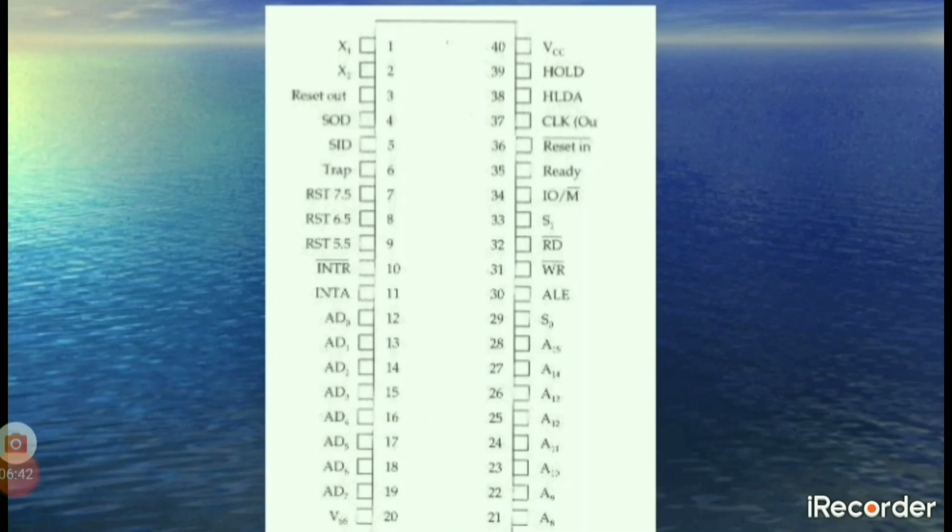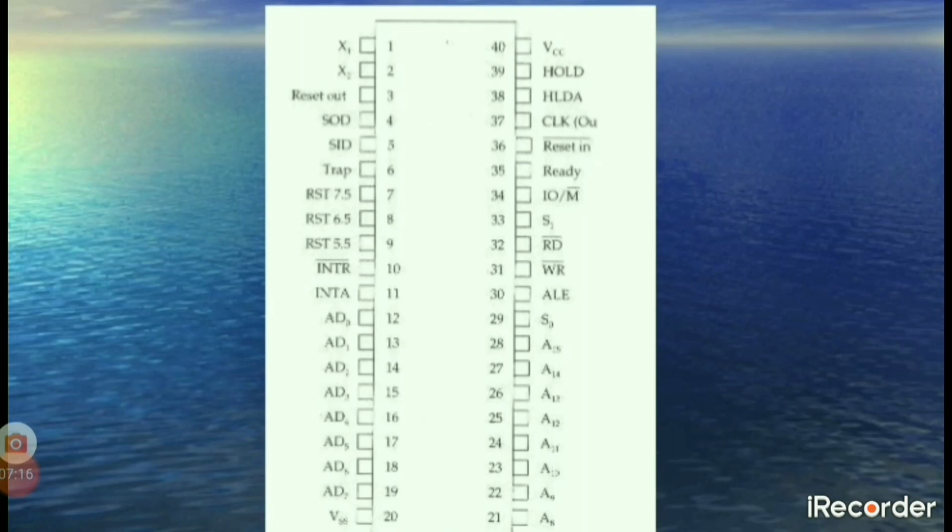Now moving to the 30th pin, that is ALE, address latch enable. In pins 12 to 19, both address and data are available. ALE is connected to the latch. Now the latch separates address from data. Clock pulses are used in this pin. That is, when ALE is high, that is ALE address latch enable is 1, latch is enabled and a valid address is received in the address pin.